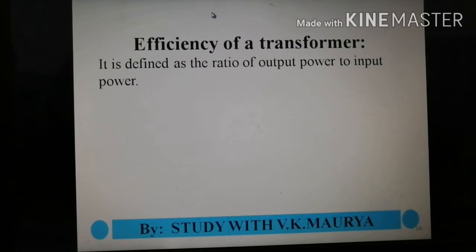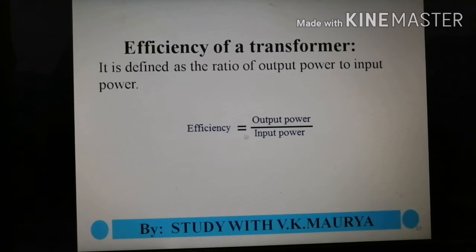Now the next one is the efficiency of a transformer. The transformer is one of the devices in electrical engineering which has maximum efficiency. Efficiency is defined as the ratio of output power to input power. Whatever the ratio between output power and input power, that ratio is known as the efficiency of a transformer. So this is the formula: efficiency is equal to output power divided by input power.